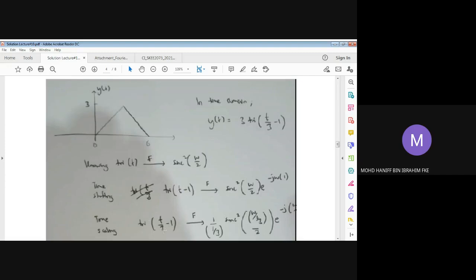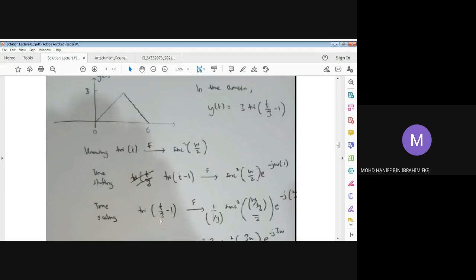Now we have a time scaling by 1 over 3. As previously learned, when we have a scaling by 1 over 3, we're going to have 1 over the scaling constant, so 1 over 1 over 3, sin squared. All of the omega terms shall be divided by 1 over 3. This is from the properties of time scaling. So all omega terms need to be divided by 1 over 3, so this omega divided by 1 over 3.